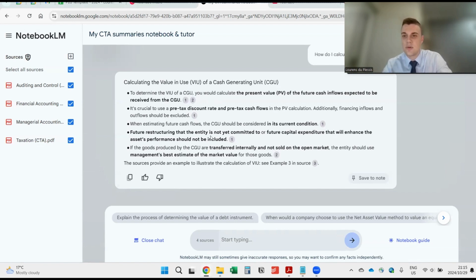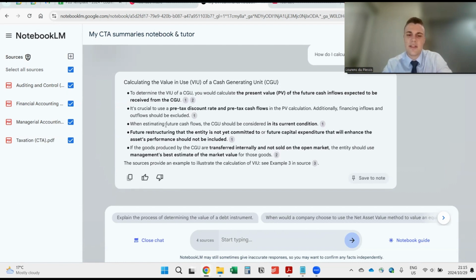If we want any additional questions on this, maybe what do I include in the future cash inflows? What are all the items that I should include in that? We can ask it that as well. So there are follow-up questions that you can ask to gain even a bit more insight. Or if you want to know what a pre-tax discount rate is, you can probably also ask it that. I haven't tried it, but you can go into any one of these bullet points and ask it to explain a bit more of that and go into more detail.